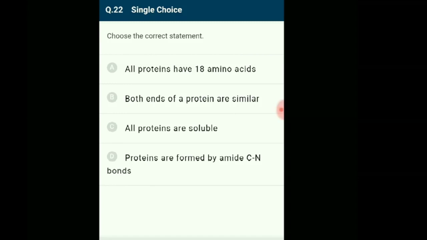A peptide bond is a type of covalent bond, an amide carbon-nitrogen bond formation between the carboxyl group of one amino acid and the amino group of another amino acid. So the answer is option D. Proteins are formed by amide, that is C-N bonds.